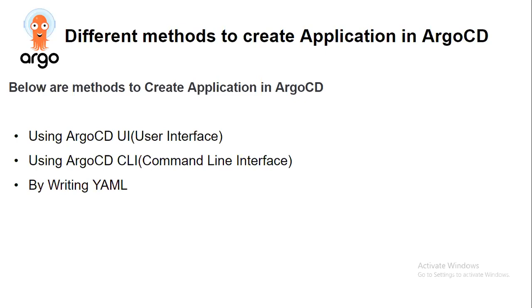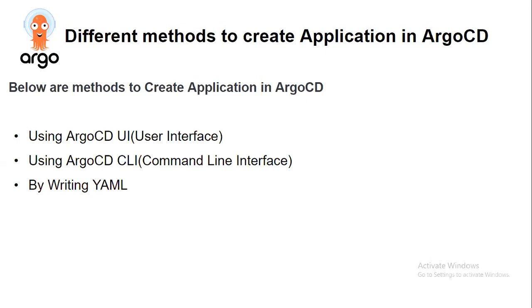The next is using the ArgoCD CLI, that means command line interface. That's the second method. We can create our application using the CLI. That means we need to enter a command to create our application, enter a command to deploy it, and then check our list of applications, then check our pods, services, and so on. In simple language, that means our terminal. So the second method is using the ArgoCD CLI, that means using our terminal.